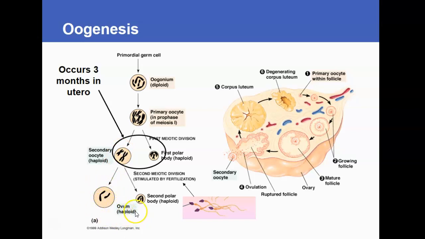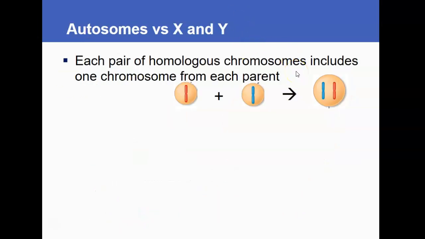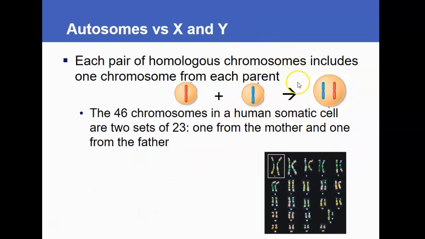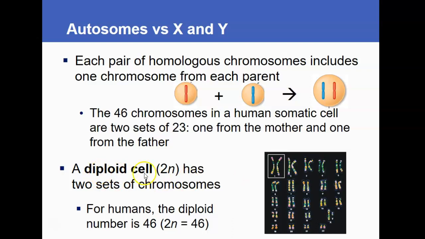1 haploid ovum. Okay, so for the next few slides, I go over some of the same things I've been saying: you have autosomes, which are chromosomes 1 through 22, and you have the sex chromosomes. We have 2 copies of each chromosome, one that we got from our mother and one that we got from our father, which is why we are a diploid organism. We have diploid cells with 2 copies.